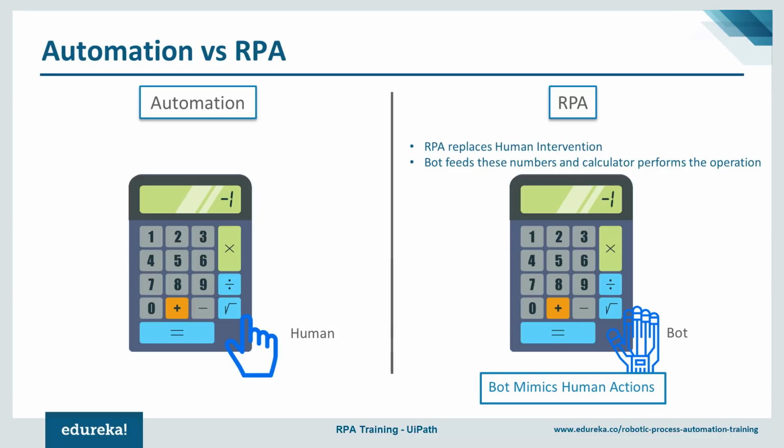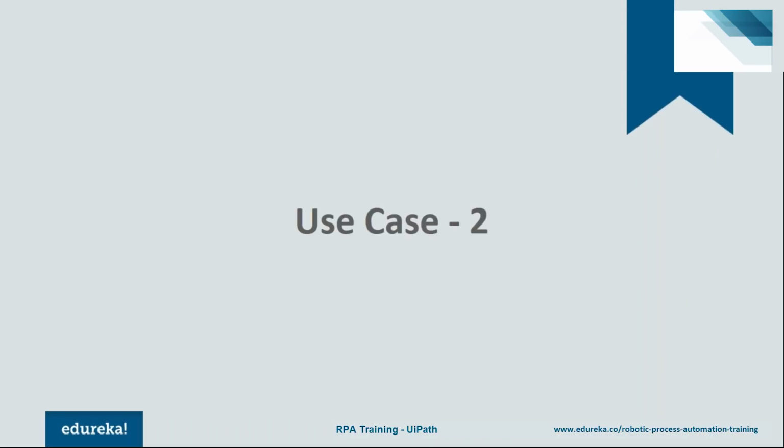So this is the basic difference between automation and RPA. Now, these are the basics that you are to take away from this example. Let's take these basics in mind and try to understand one more example, which will make our base or basics more strong. So let's take use case 2 now.